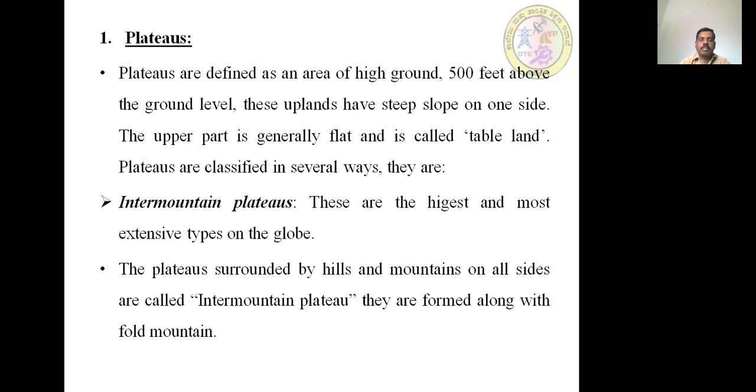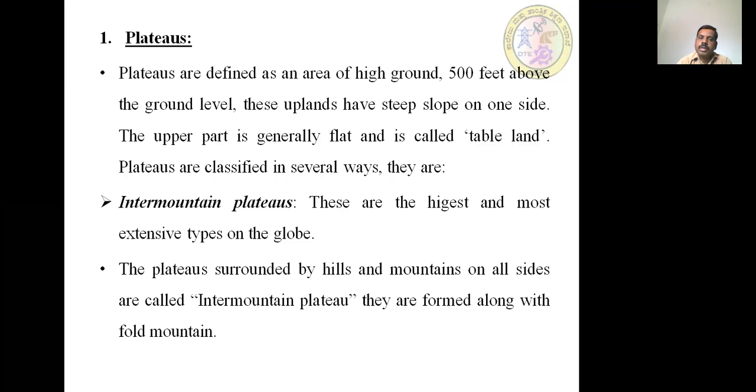Next, coming to plateau. A plateau is defined as an area of highland about 500 feet above the ground level. These uplands have a steep slope on one side. The upper part is generally flat and is called tableland. These plateaus are classified in several ways. They are as follows. First one is intermountain plateau.